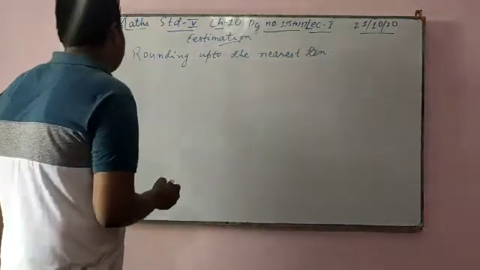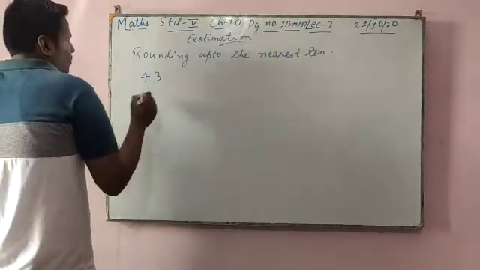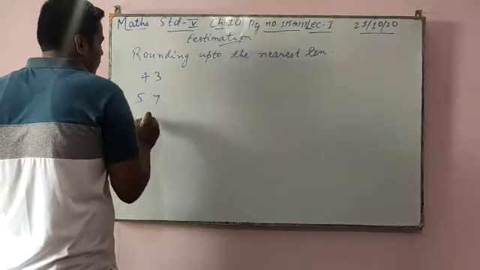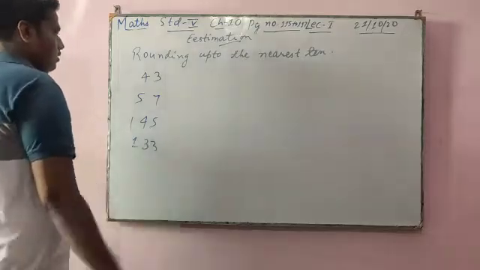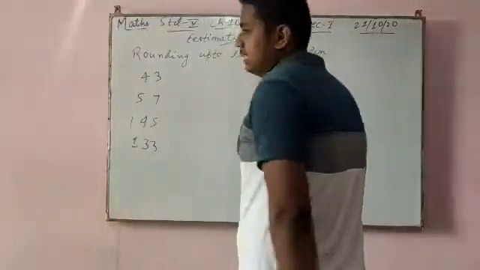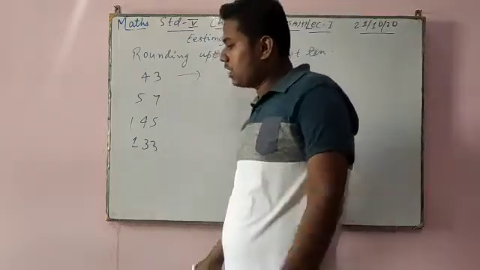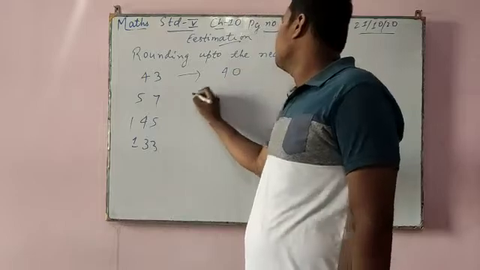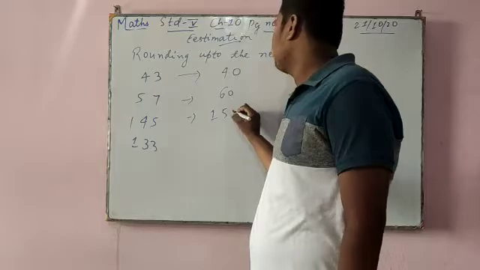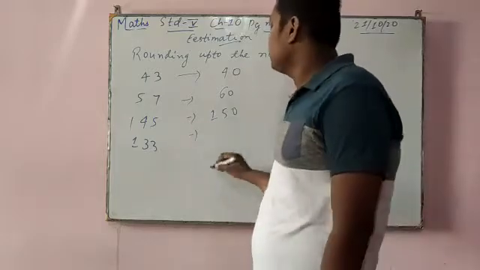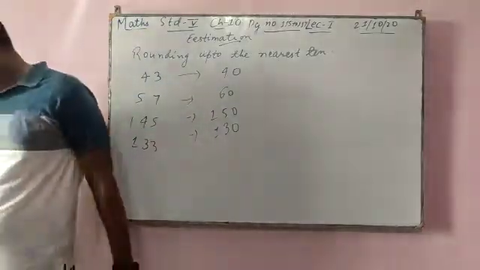See, a few examples first we will take: 43, 57, 145, 133. So what I will write is nearest 10. This 43, nearest 10, means after rounding I can write it 40. 57 I will write 60. 145 I will write 150. And 133 I will write 130. How? I am just going to tell you.